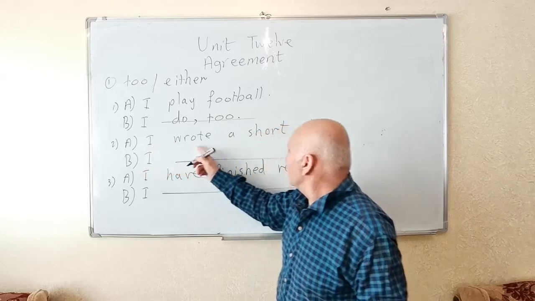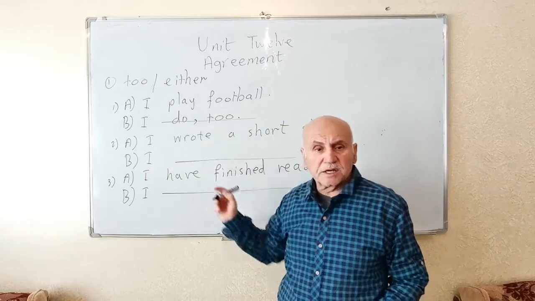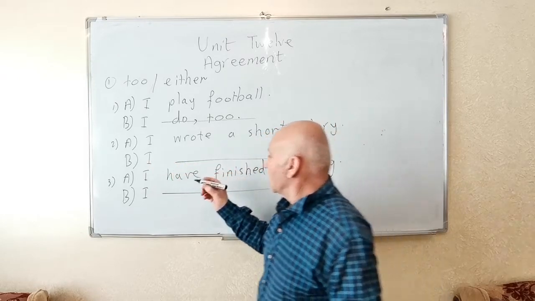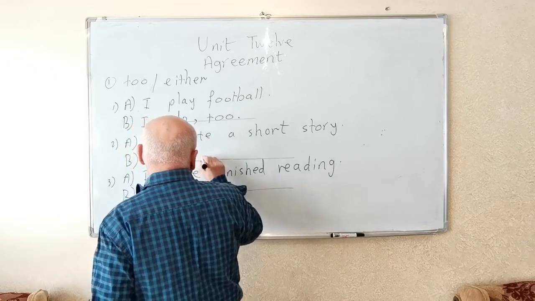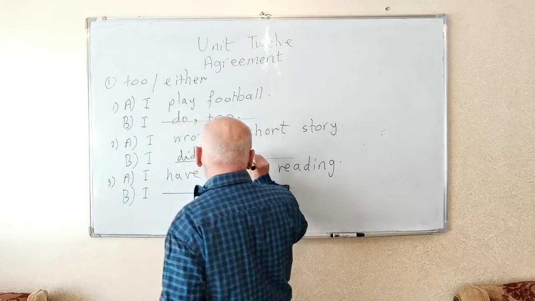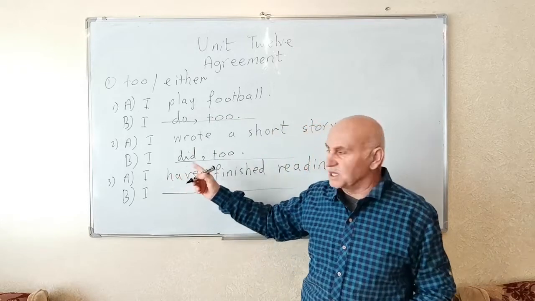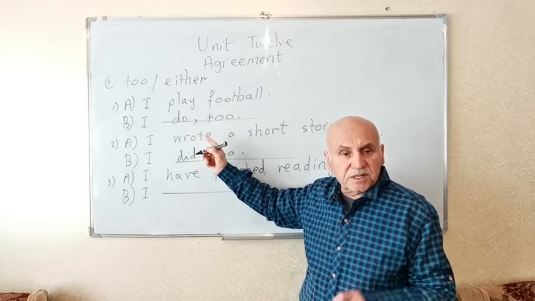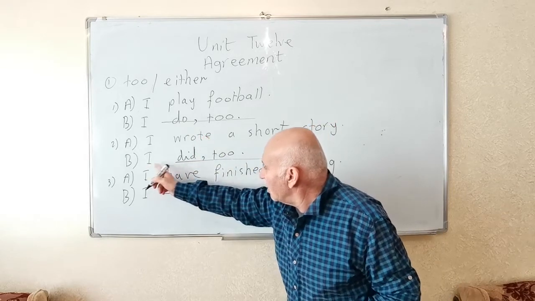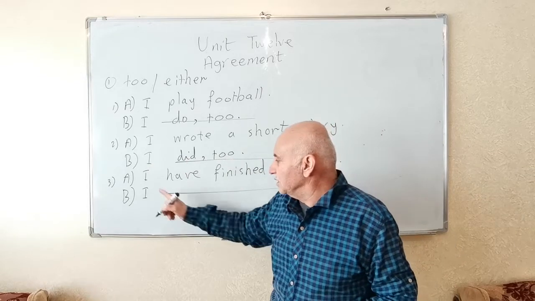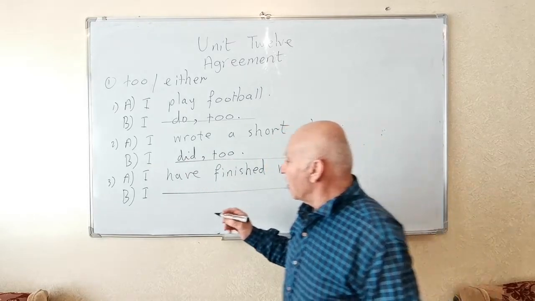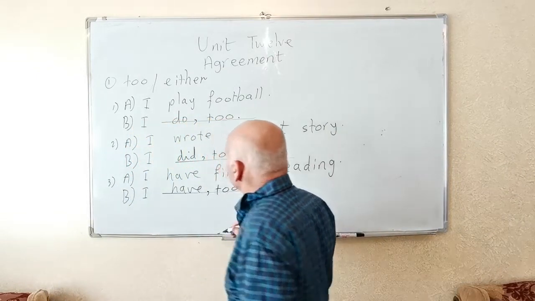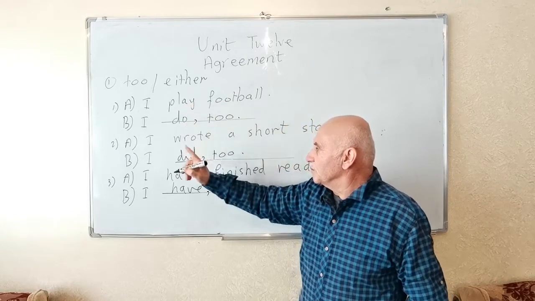Number 2, I wrote a short story. Wrote is a verb in the past form. I did too. This means that he agreed with him. So I say I did too. Number 3, I have finished reading. I have, comma, too.